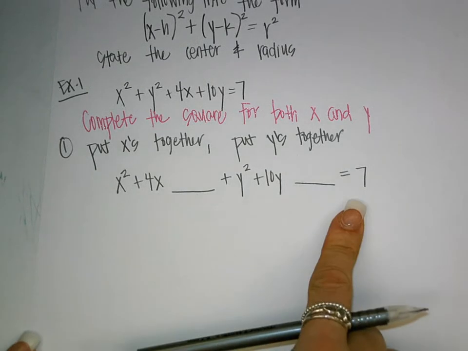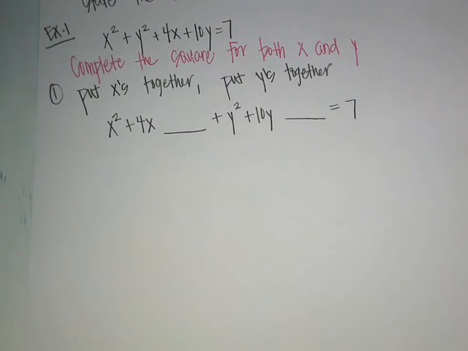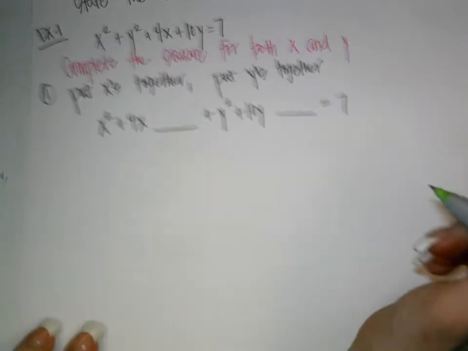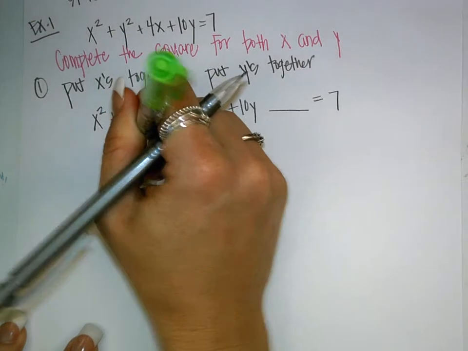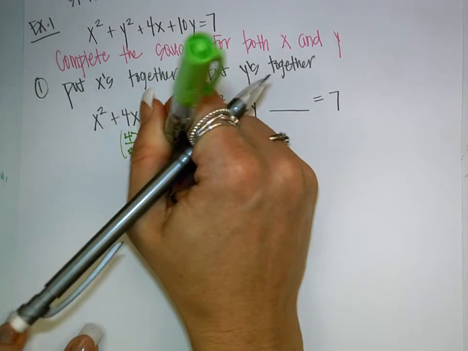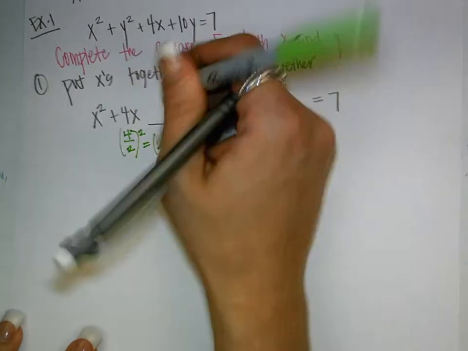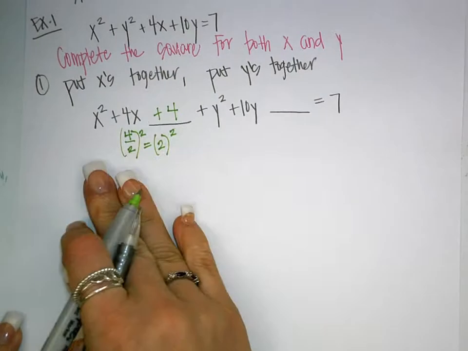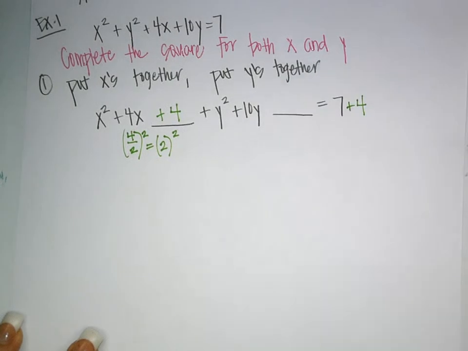Now I want you to complete the square. So to complete the square for x, you take its middle number. So what's the middle number for the x equation? 4. Middle number divided by 2 and square it. So that's going to leave you with 2 squared. So what would you add in for the x? Plus 4. Now, if you add it to one side, you have to add it to the other side. So you're also going to add 4.